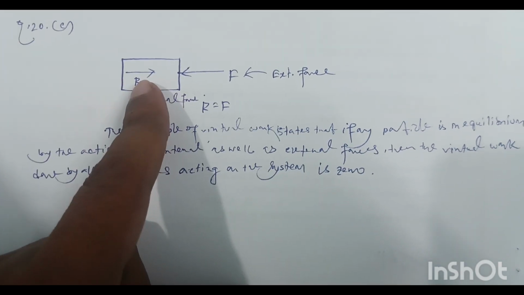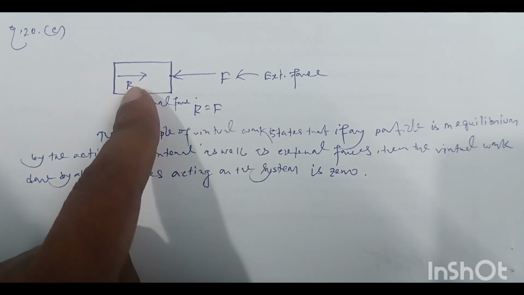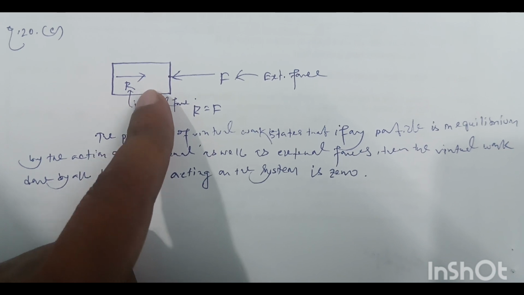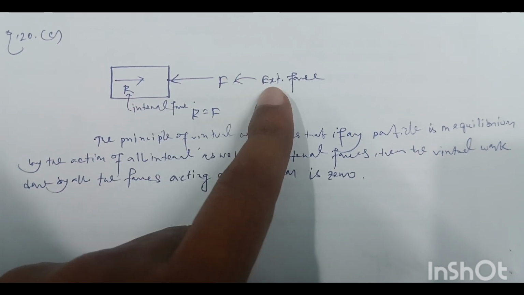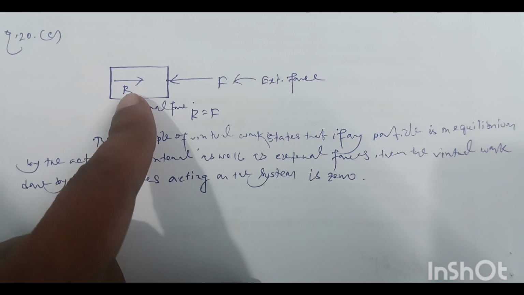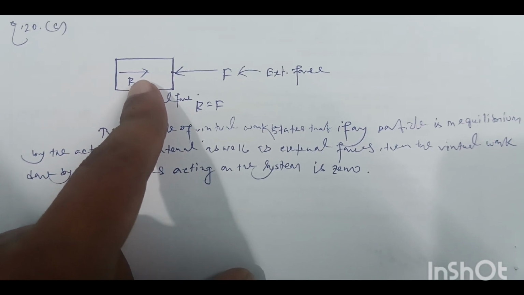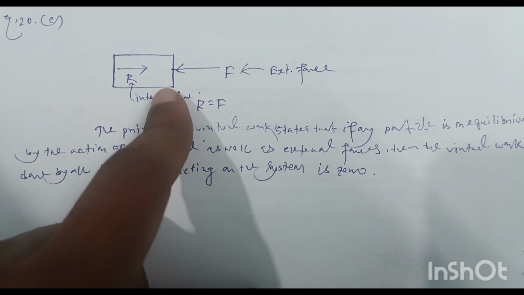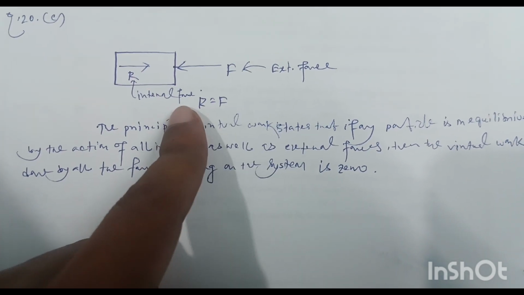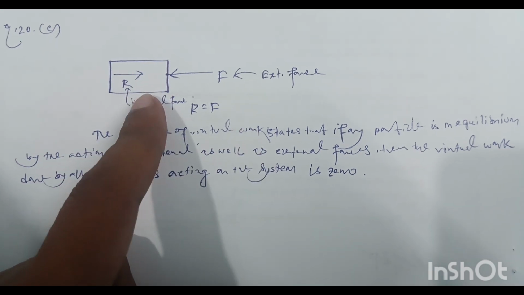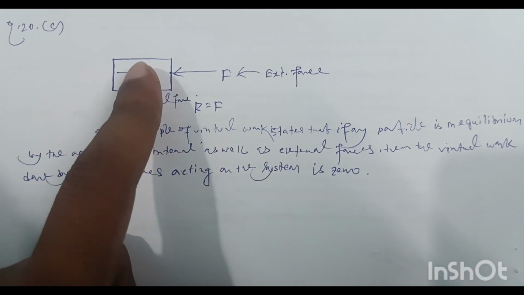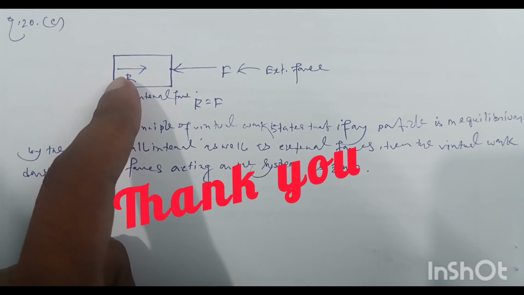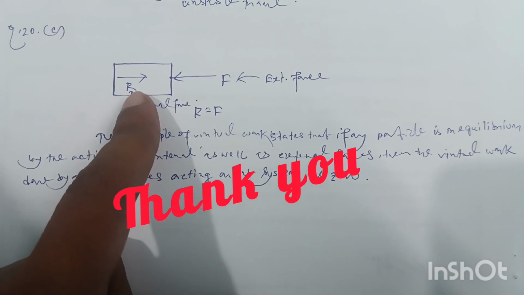When the body is pushed by the external force F, then the internal reaction will come up from the body to counteract these external forces. That is internal force equal to R. For a particle or body in equilibrium, internal forces will be equal to external force. So R will be equal to F, and the system or body is in equilibrium. In this case the virtual work done by the internal and external forces is 0 for this system.